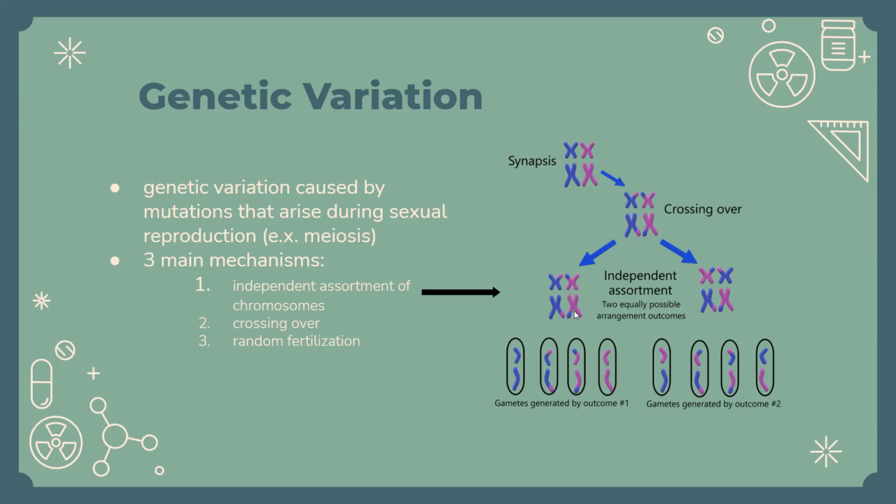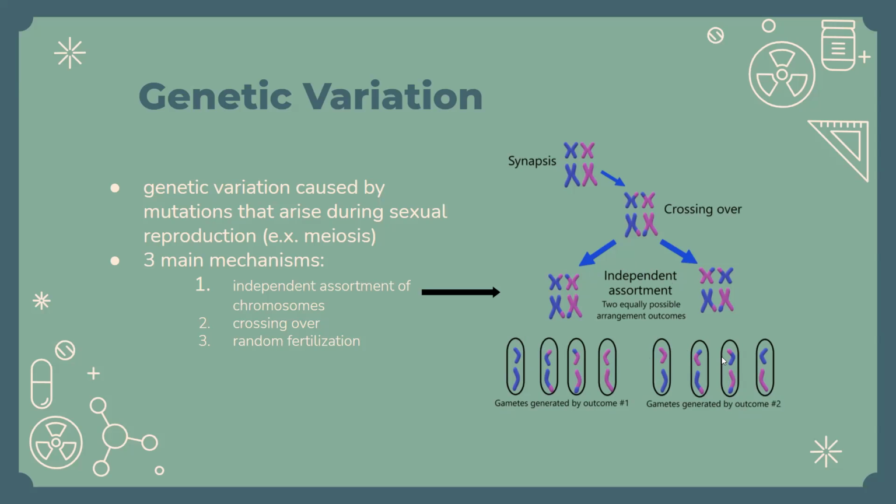So through outcome 1 on the left side, you see that the 4 gametes produced are one with 2 purple and one with 2 pink. But in outcome 2, that's not the case because of the independent assortment that occurs.